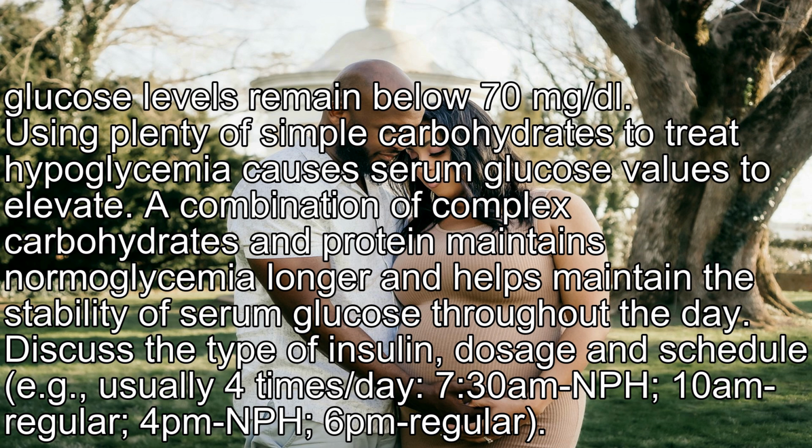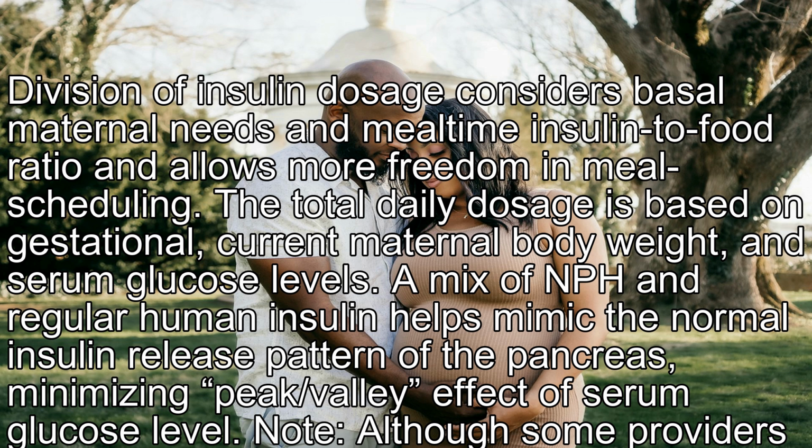4 PM 6 regular. Division of insulin dosage considers basal internal needs and mealtime insulin to food ratio and allows more freedom in meal scheduling. The total daily dosage is based on current maternal gestational body weight and serum glucose levels. A mix of NPH and regular human insulin helps mimic the normal insulin release pattern of the pancreas, minimizing peak/valley effect of serum glucose level.